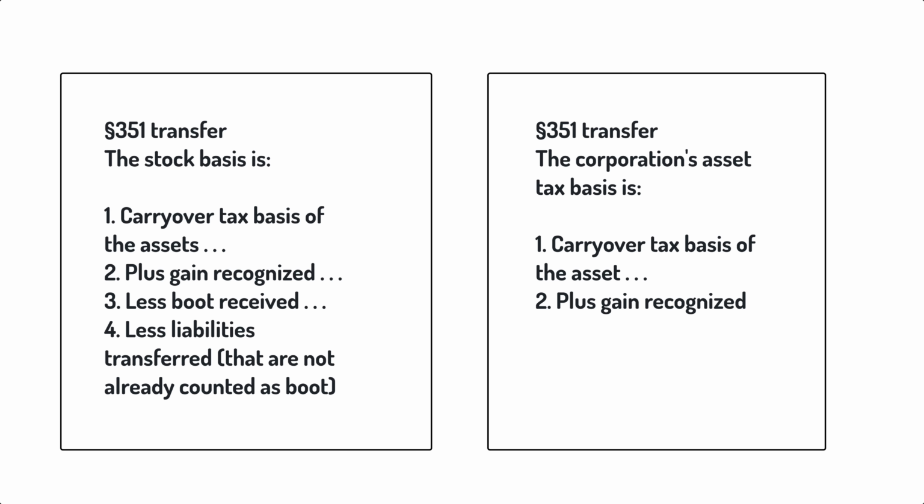There are two formulas that are very important in a Section 351 transfer. The first one is to calculate the stock basis. That one we just looked at, and you can see that one on the left. The second formula is to calculate the corporation's basis in the assets that were transferred to it. That one is on the right. The calculation of the asset basis within the corporation is very simple. It's simply the carryover basis of the asset that was transferred plus any gain recognized.